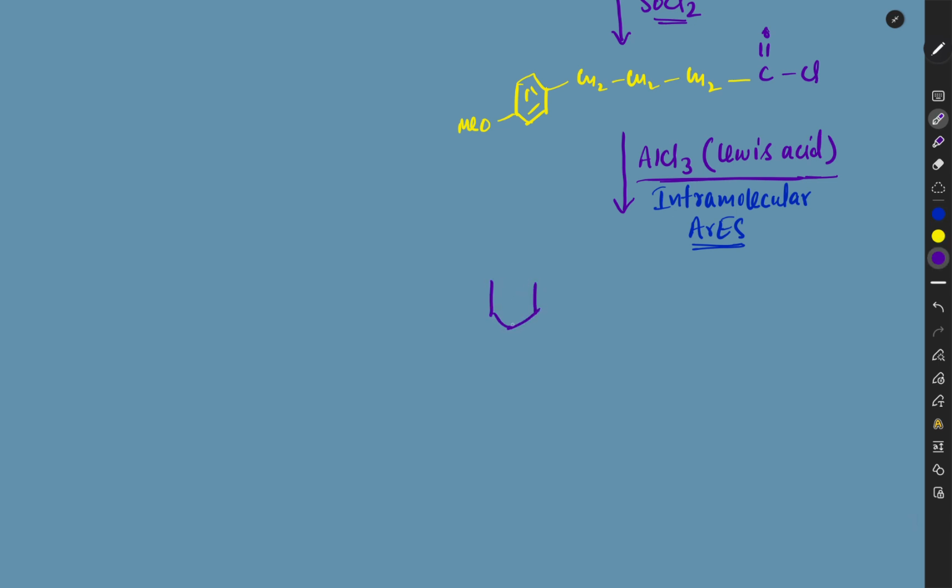So I'll write it down this way. We have this OMe, then CH2, CH2, CH2, and then C double bond O and a positive charge on this carbon center, since this Cl in the form of Cl negative will get removed by this AlCl3, and we'll have AlCl4 negative, right? Now this carbocation formed is being attacked by the pi electrons, by the carbon center of this benzene, and it will undergo aromatic electrophilic substitution, which is a type of intramolecular electrophilic substitution.